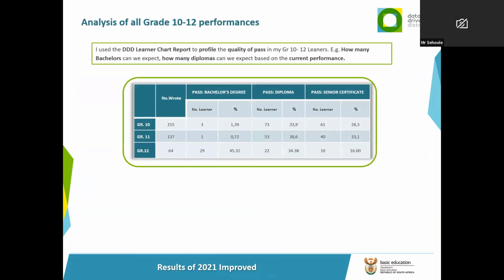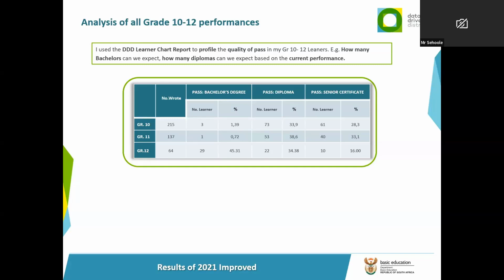Now, this is what happened with the grade 8 and 9 that I profiled. Remember, I said I profiled grade 9, 2019, grade 10, 2019. So I was looking at these learners because they are our future grade 12s; grade 10s and grade 9s are going to follow. This is what I used the DDD Learner Chart Report for, to provide quality passes in grade 10 to 12. I also went to the extent of ensuring that we improve the number of bachelors in grade 10, the number of diplomas in grade 10, the number of senior certificates in grade 10, and also went further to grade 11 and grade 12.